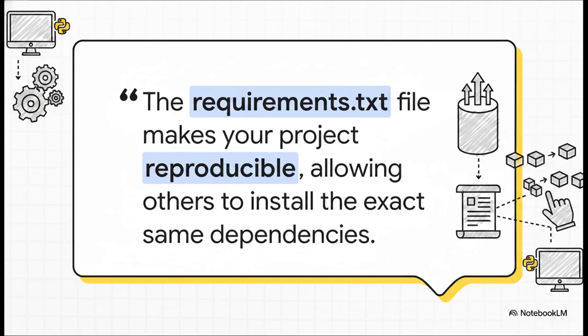When another developer gets your code, they don't have to guess what you used. They just create their own virtual environment. They run one simple command, pip install -r requirements.txt, and boom, it installs the exact same dependencies. This guarantees that if it works for you, it's going to work for them.